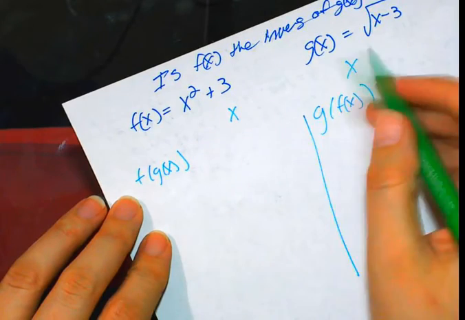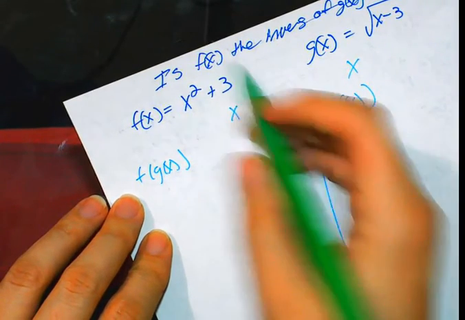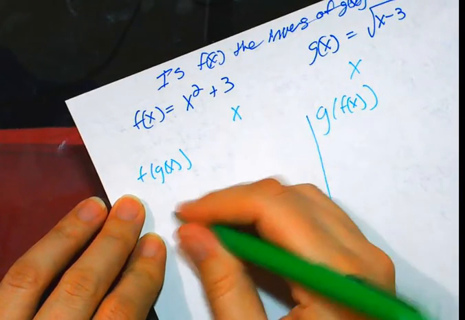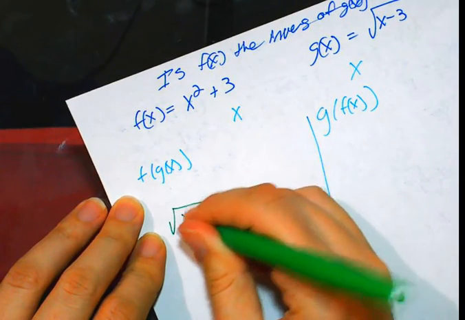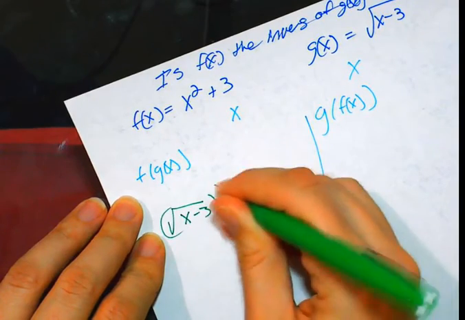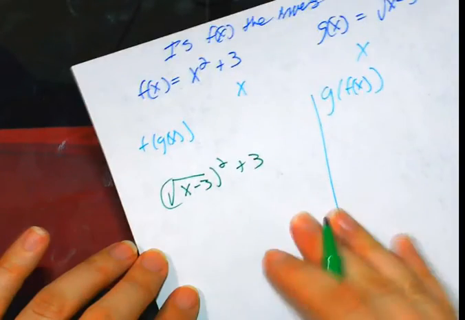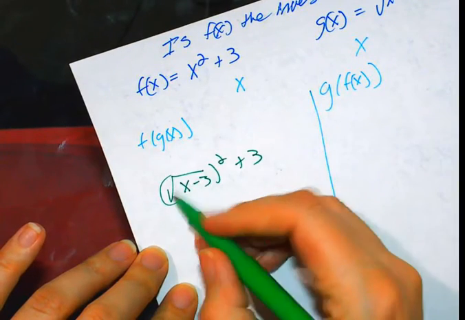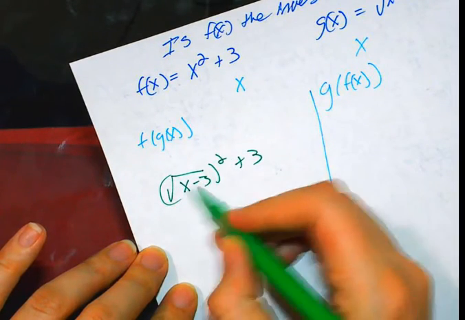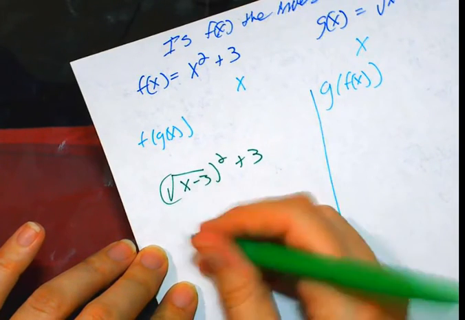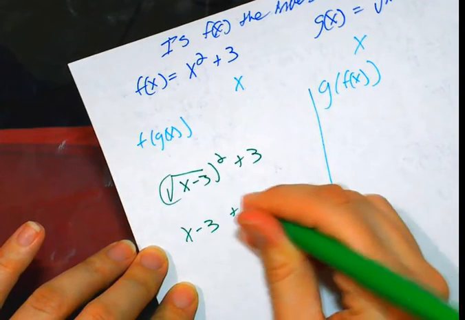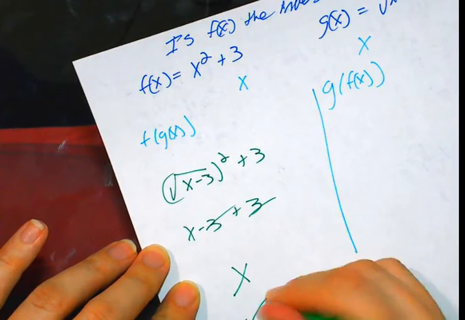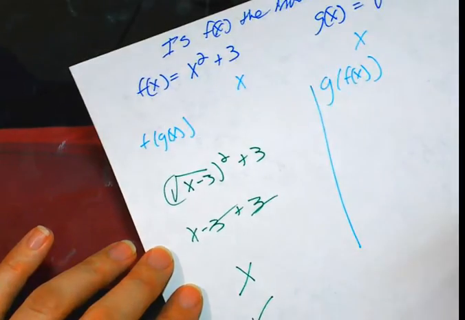So I have g of x, and I'm going to place it into f of x. So instead of x squared plus 3, I have the square root of x minus 3, squared, plus 3. I took g of x and placed it into f of x. Well, the square root of x minus 3, squared, is just x minus 3, plus 3. These cancel, so I just have x. So this one checks out. The goal is to have x on both sides if they're inverses.